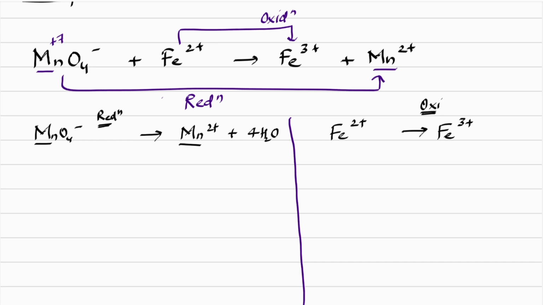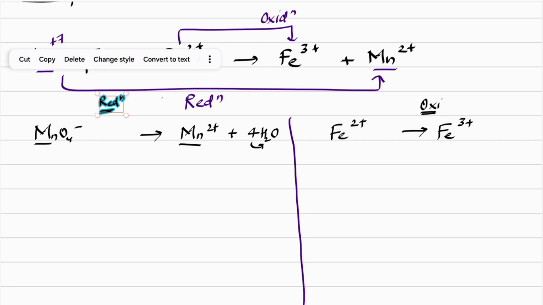Now let's balance hydrogens. In the reduction half reaction, on the reactant side there is no hydrogen, but on the product side there are 8 hydrogens. So what do we do? We add 8 H+ on the reactant side. For that, let me first move this a little here so that there is room for adding 8 H+ ions. In the oxidation half reaction, nothing needs to be done.